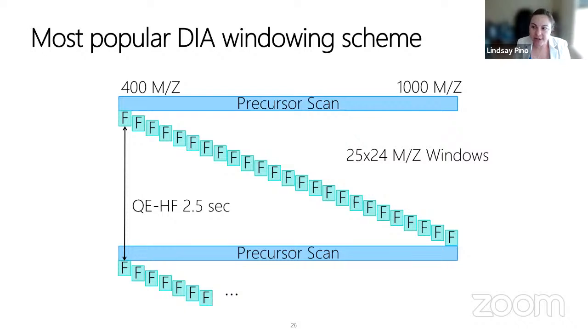So we mentioned that on some of your instruments, you're capped by the hardware in how fast you can go. For a Q Exactive HF, it takes about 2.5 seconds to go from one fragment ion scan at 400 m/z, cycle through all 25 windows, take a precursor scan, and then get back to the next 400 m/z. So in your liquid chromatography gradient, you would have a point across the peak every 2.5 seconds.